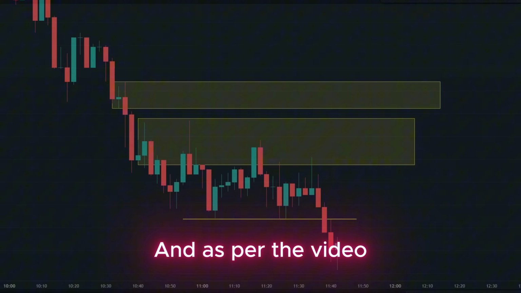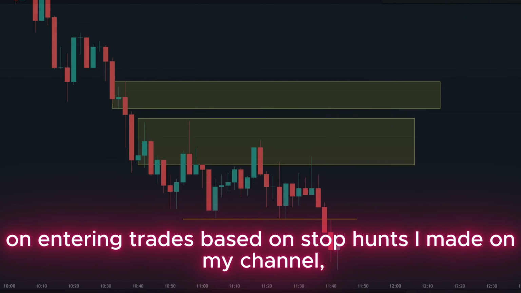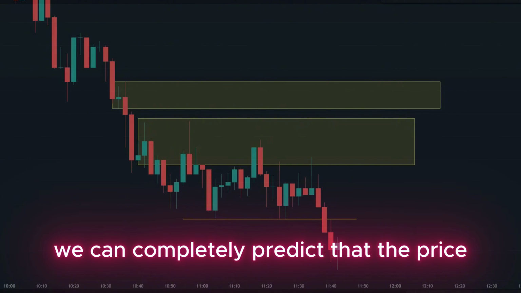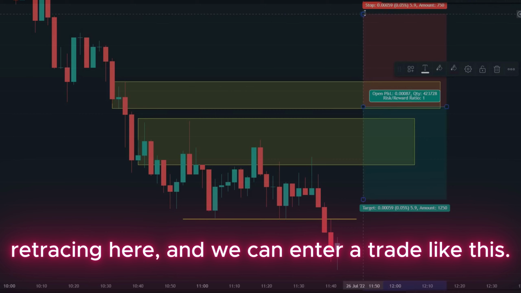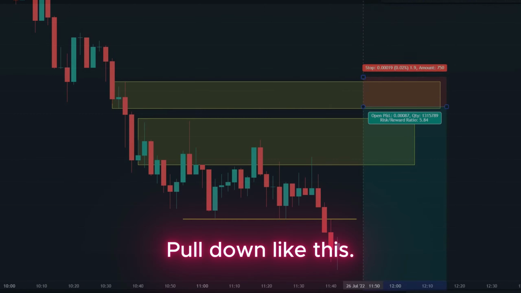And as per the video on entering trades based on stop hunts I made on my channel, we can completely predict that the price will stop hunt the key level, retracing here, and we can enter a trade like this. Pull down like this.